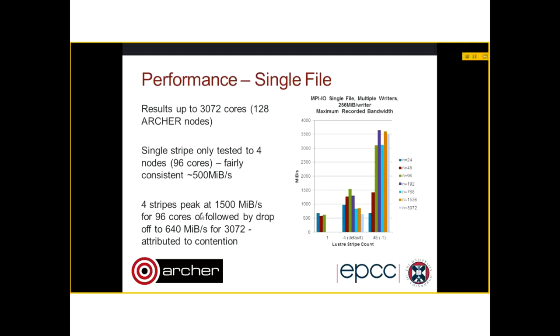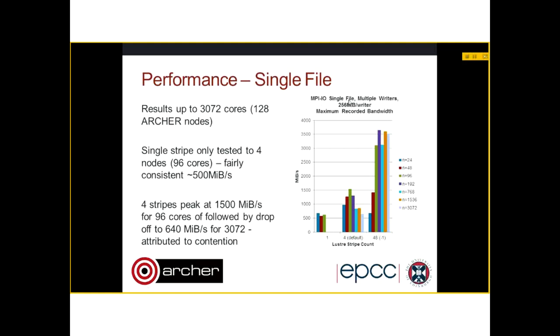At the other extreme, Dominic Sloan-Murphy did some performance tests on a single file. This is a benchmark case, and this is looking at the effect of stripe count between stripe count 1, stripe count 4, which is the default, and stripe count 48, which is the maximum on the file system that's used. And this used MPI-IO, which, as you may guess from the name, is an IO library provided with the MPI library. So it is designed for parallel IO.